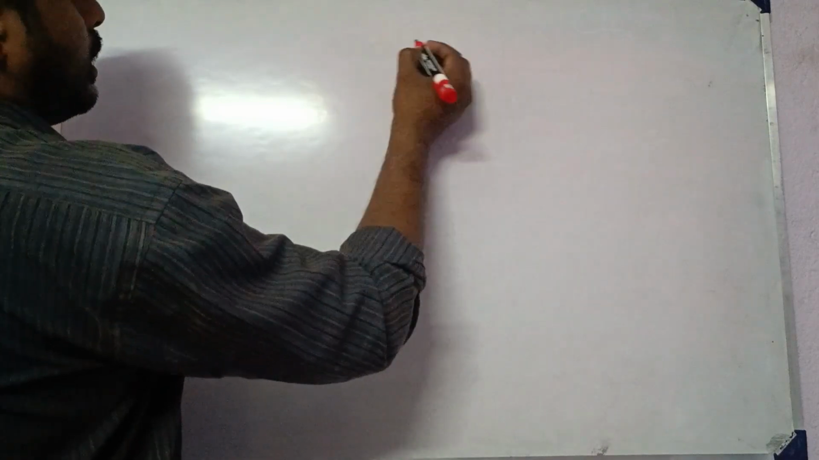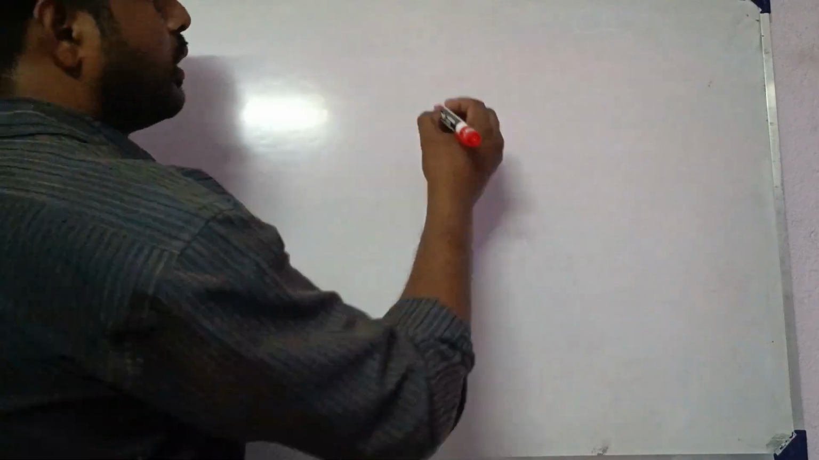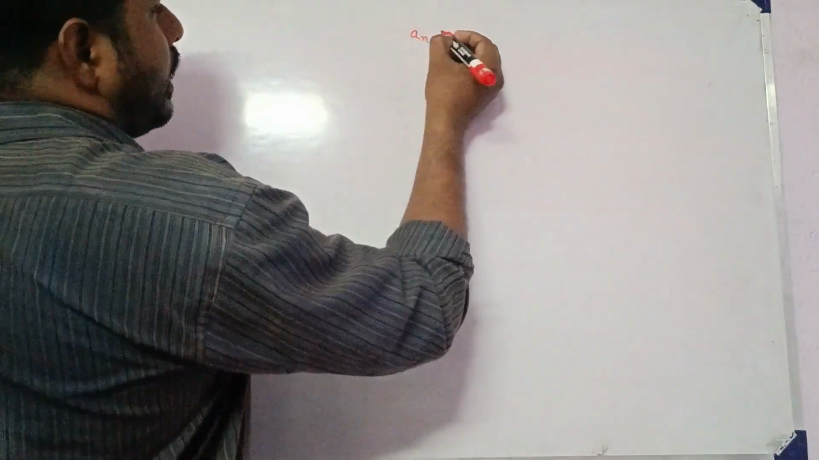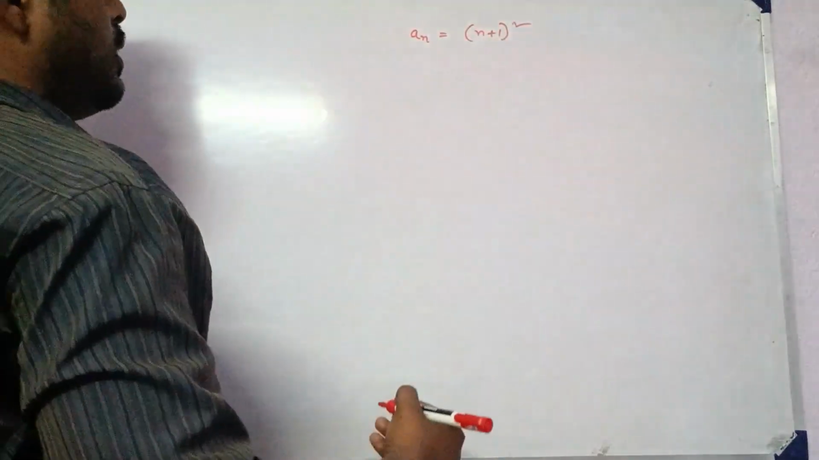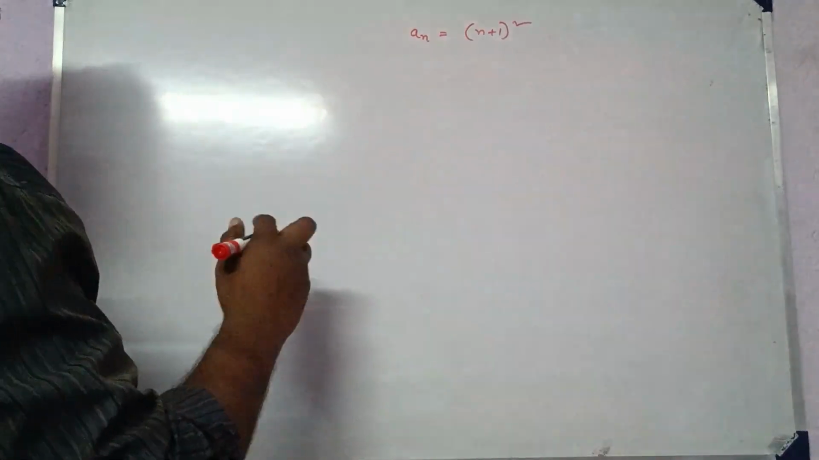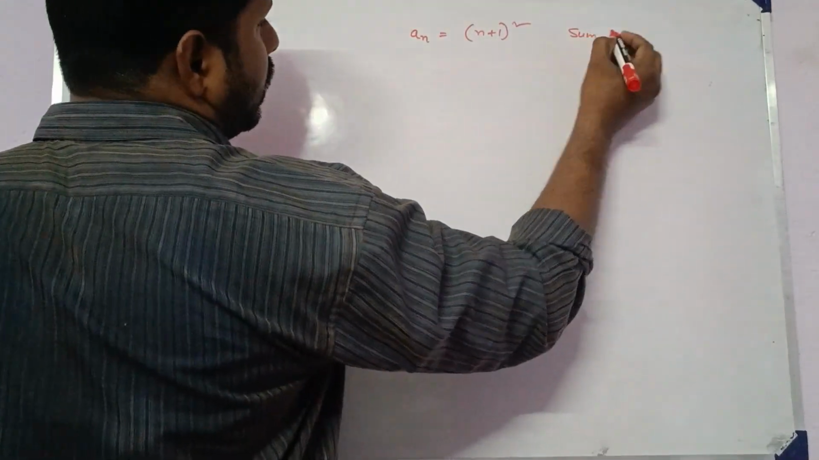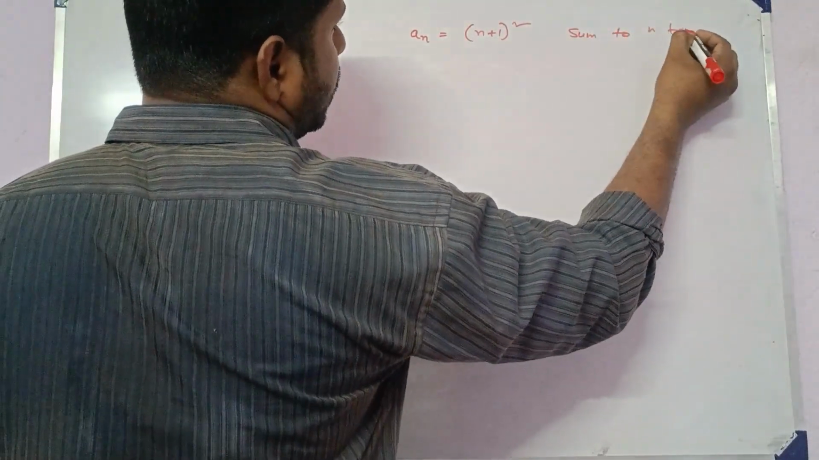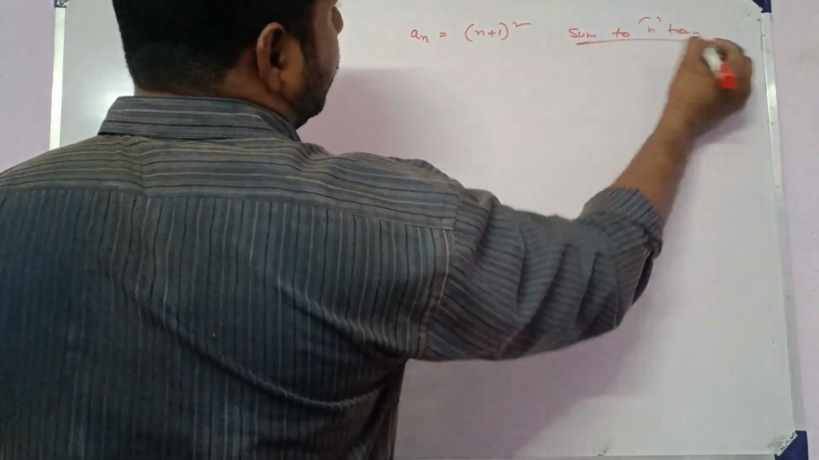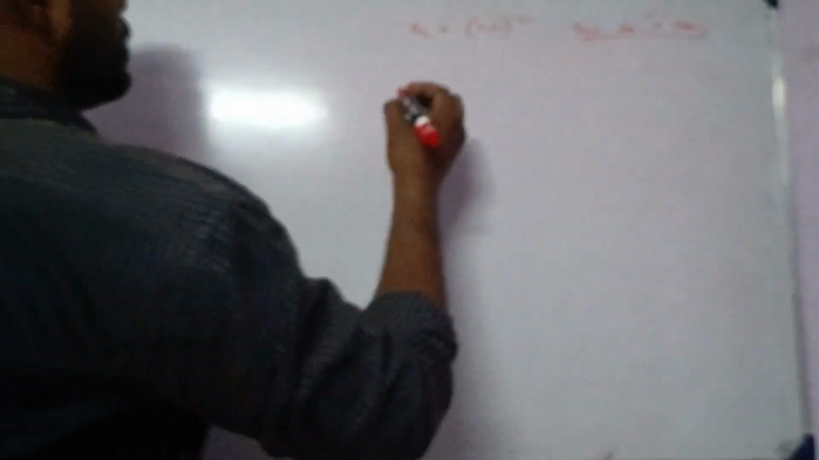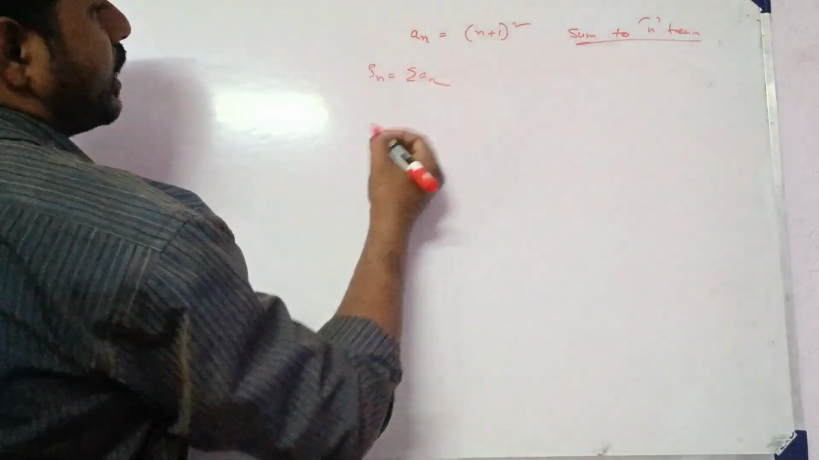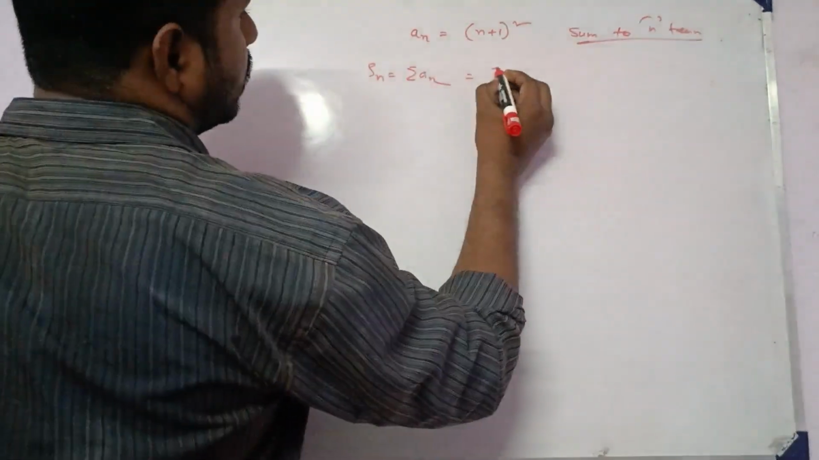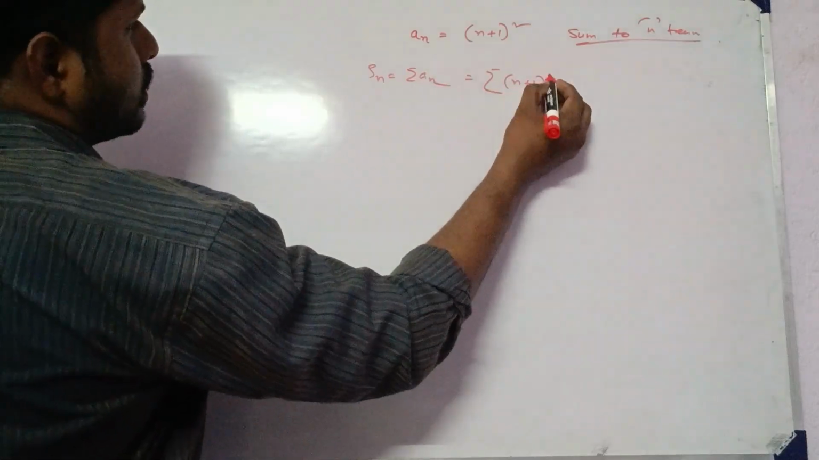Let there be a number an which is denoted by n plus 1 whole square. You have to find the sum to n terms. So here Sn equals summation an, which is summation of n plus 1 whole square.